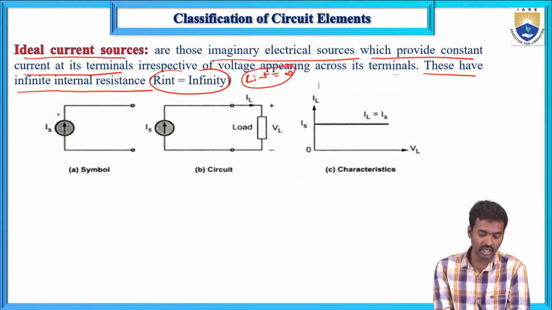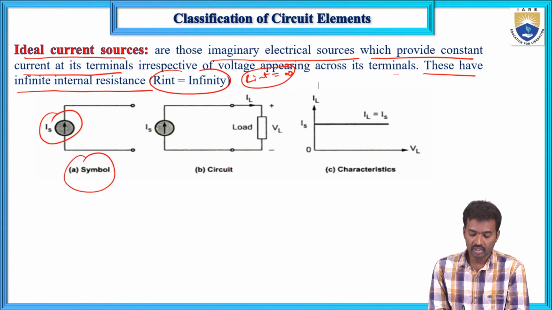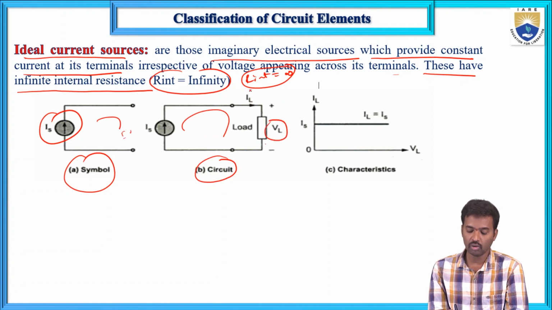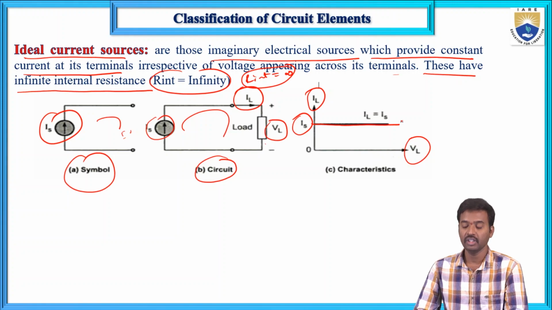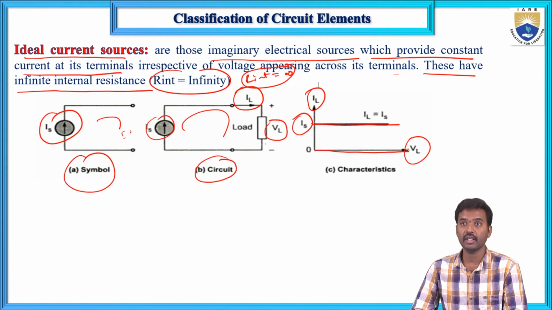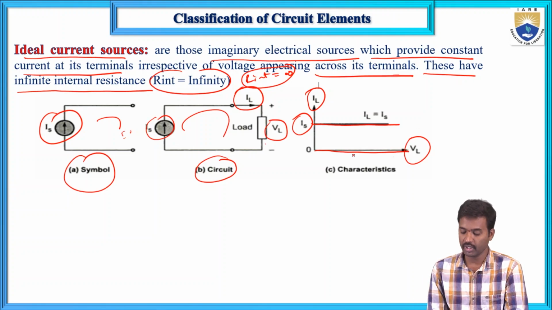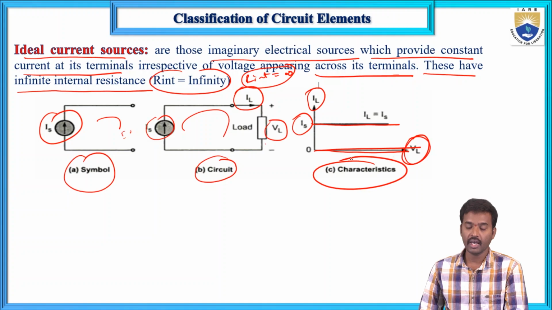Now this is the ideal current source symbol and the ideal current source circuit. If you connect the load, current flows in this load. If it is a closed path, then only current flows. In this case, no load means no current, current is 0. If you connect the load, current flows, and this is the load voltage and load current. If you draw load current versus load voltage, this is the source current IS, so it maintains a constant current regardless of the voltage appearing across its terminals. This is the characteristics diagram.